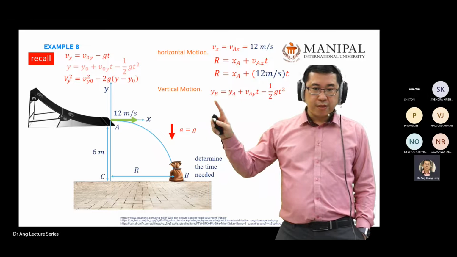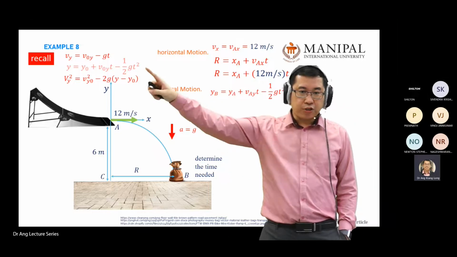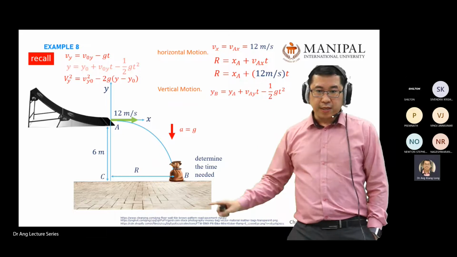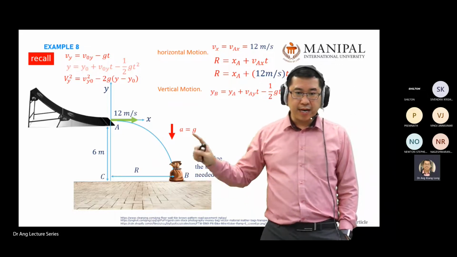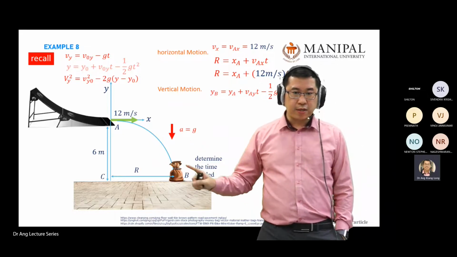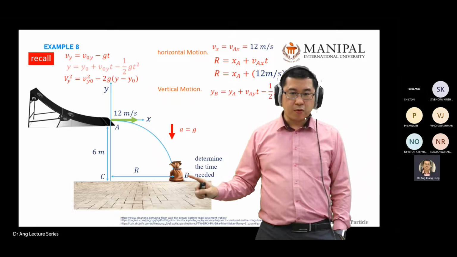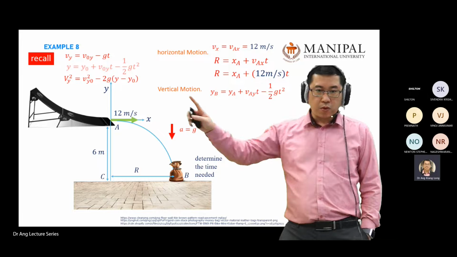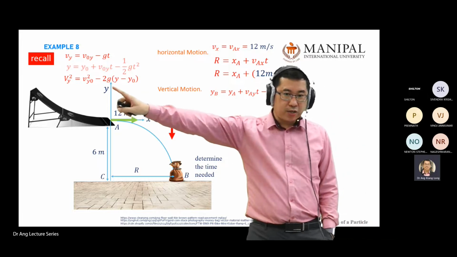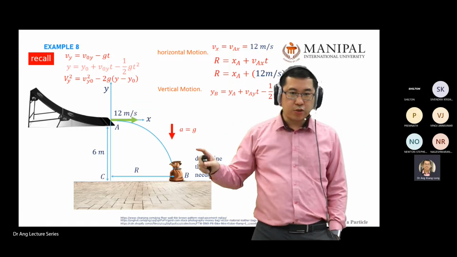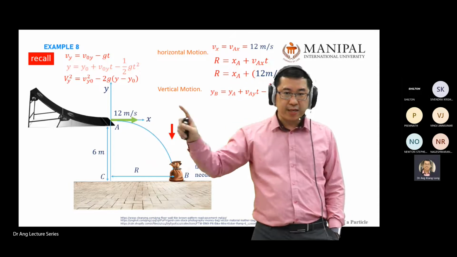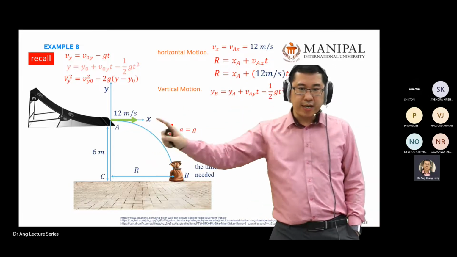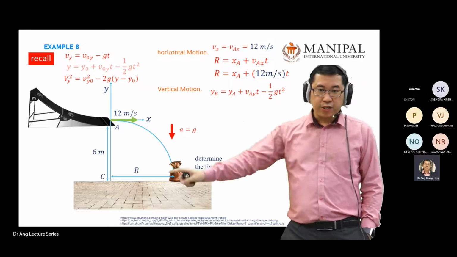So I change the second equation to YB, meaning the height of the vertical motion. YB means the Y position at B equal to Y0, meaning the origin of your Y. So it's your A, the origin at A. And change accordingly.